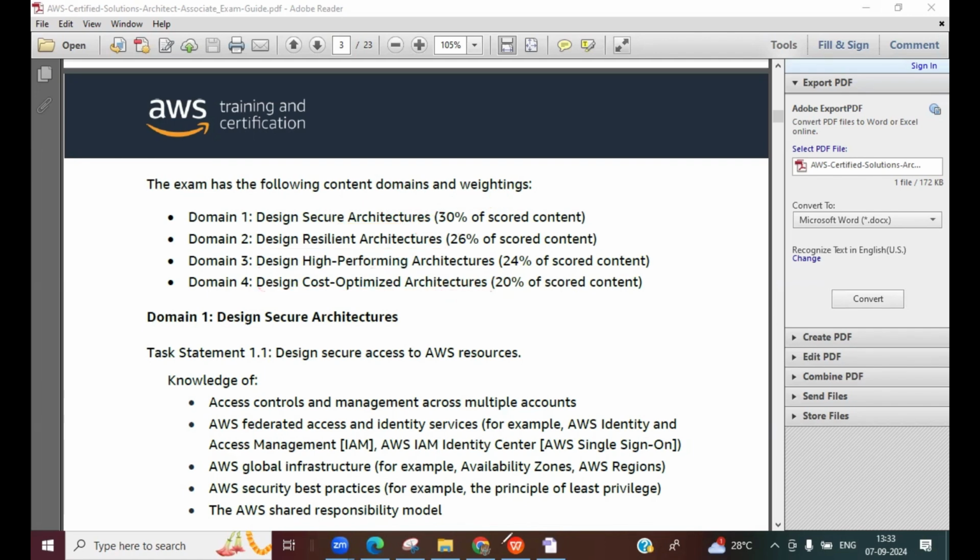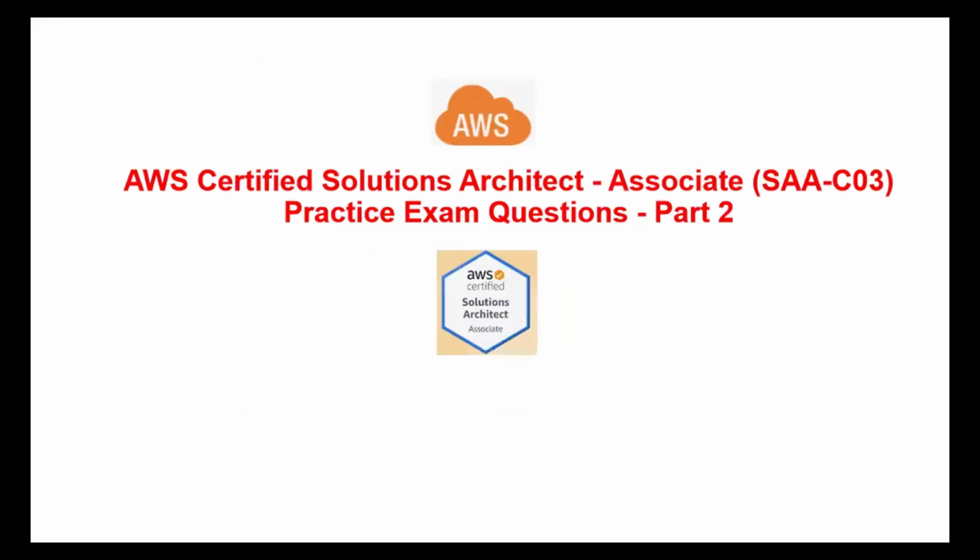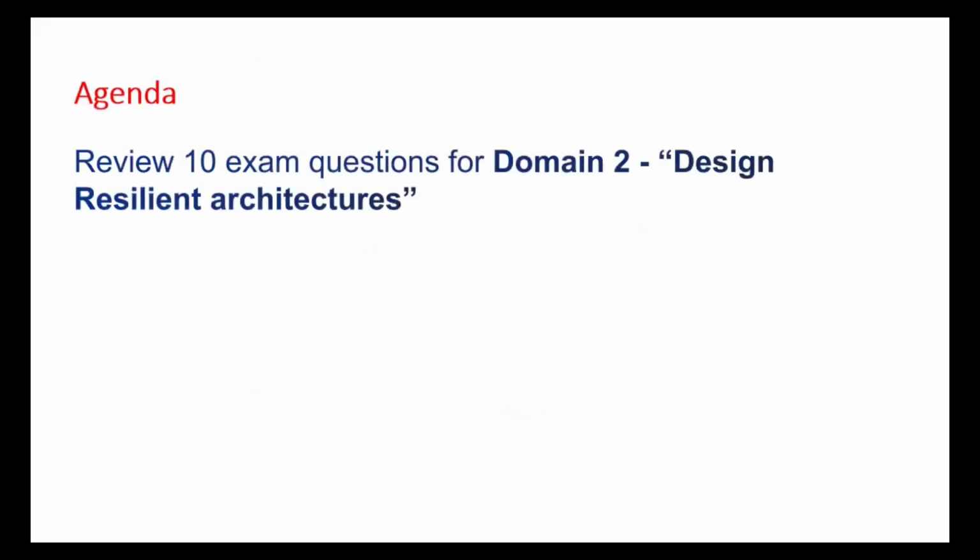Okay, so domain 2, design resilient architecture. So what do you mean by a resilient architecture? Resiliency is basically the characteristic where the application or the infrastructure can recover from failure as quickly as possible. This is a very important characteristic for cloud computing, where the application should be able to get restored to a normal condition from failures as quickly as possible. So from an architect standpoint, how can we design resilient architectures?